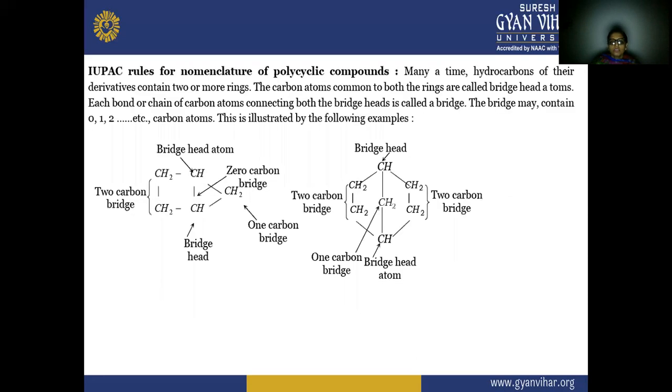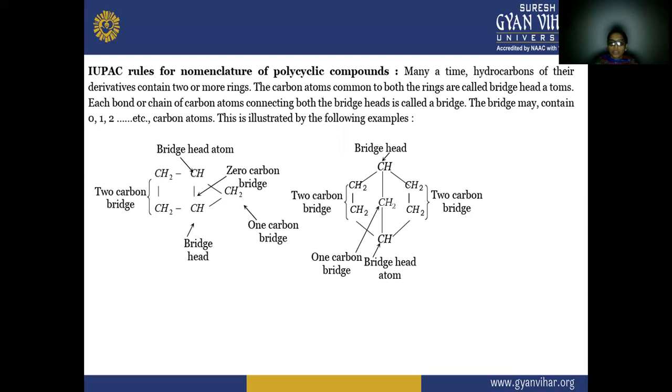Next is for the polycyclic compounds. So here you can see that many times hydrocarbons and their derivatives contain two or more rings, and the carbon atoms common to both the rings are called bridgehead atoms, and each bond or chain of carbon atoms connecting both the bridgeheads is called a bridge. And the bridge may contain 0, 1, 2, etc. carbon atoms, that is illustrated by the following example.